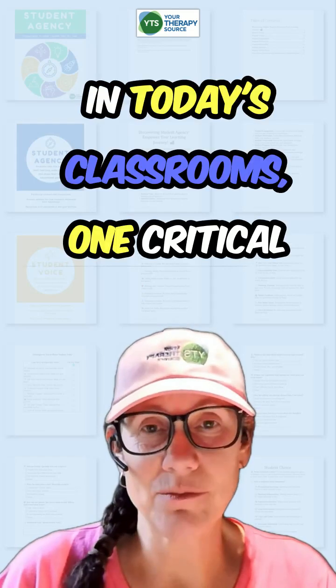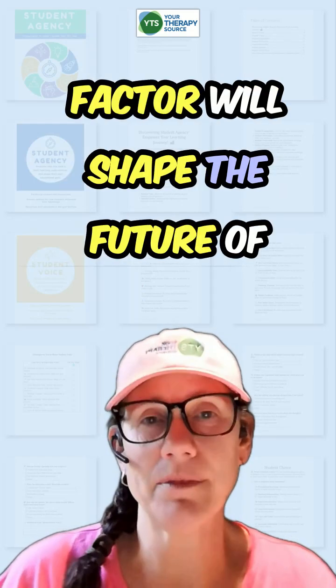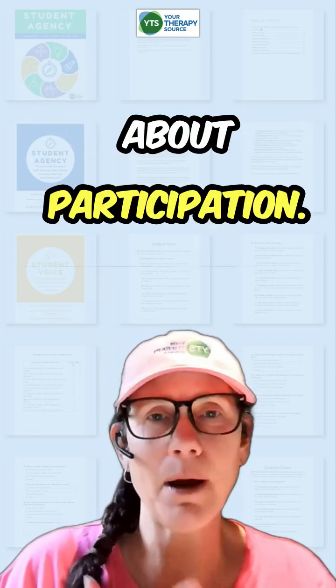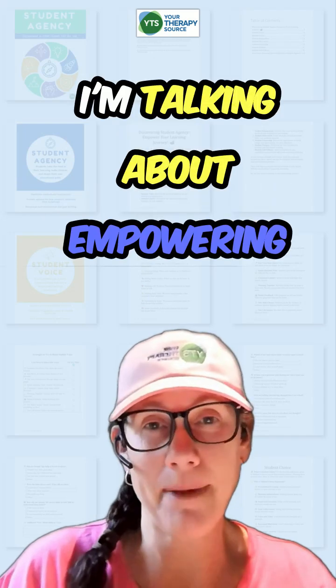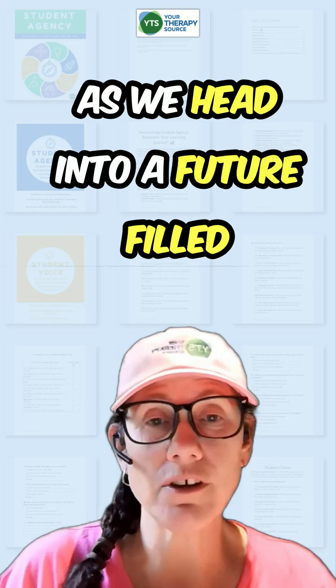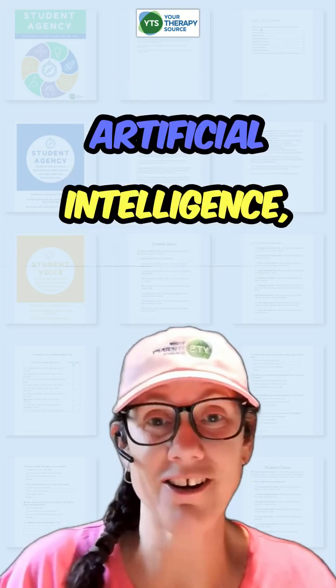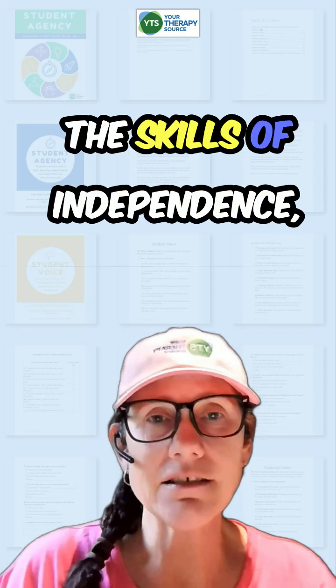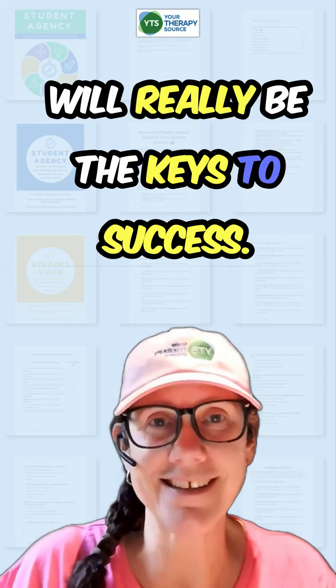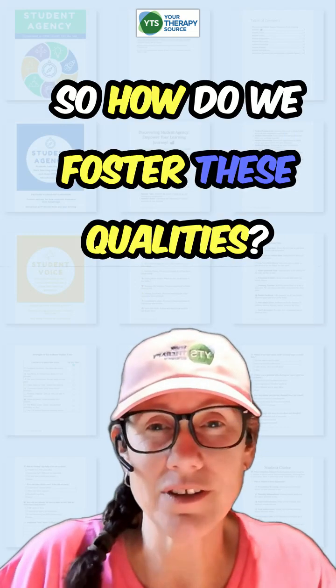In today's classrooms, one critical factor will shape the future of education. This is student agency. I'm not just talking about participation, I'm talking about empowering students to take control of their learning. As we head into a future filled with challenges, especially artificial intelligence, the skills of independence, ownership, and self-motivation will really be the keys to success. So, how do we foster these qualities?